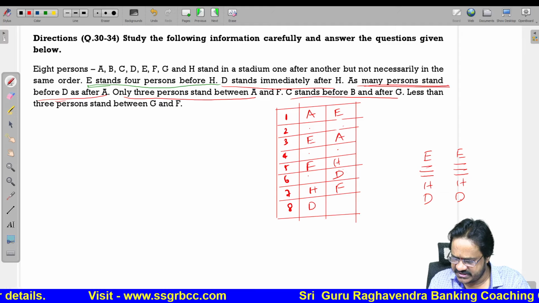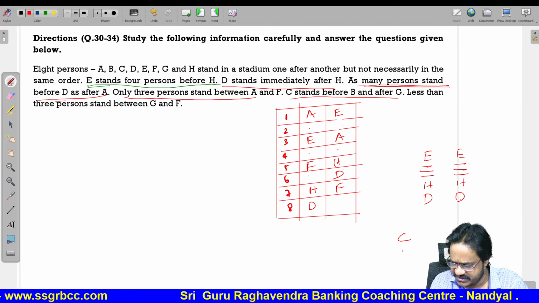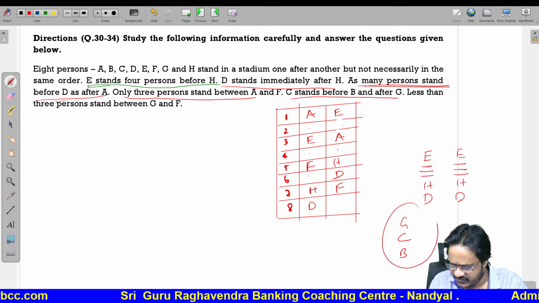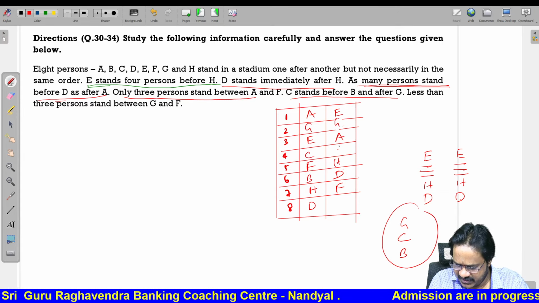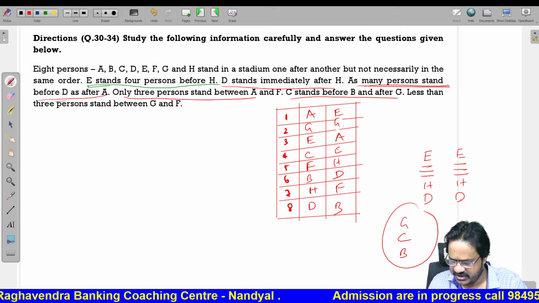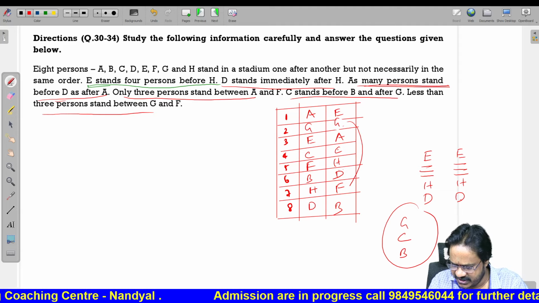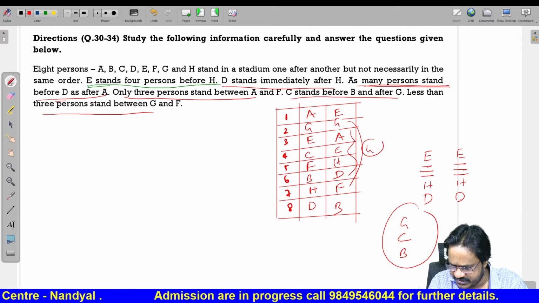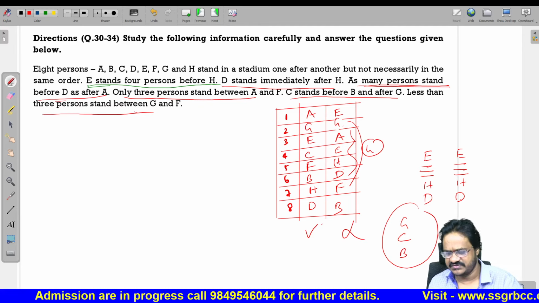C stands before B and after G. That is G, C, B. Here also G, C, B. But less than 3 persons are there between G and F. Here in between G and F, how many persons do we have? 4 persons. It should be less than 3. So this is wrong. This one is correct.